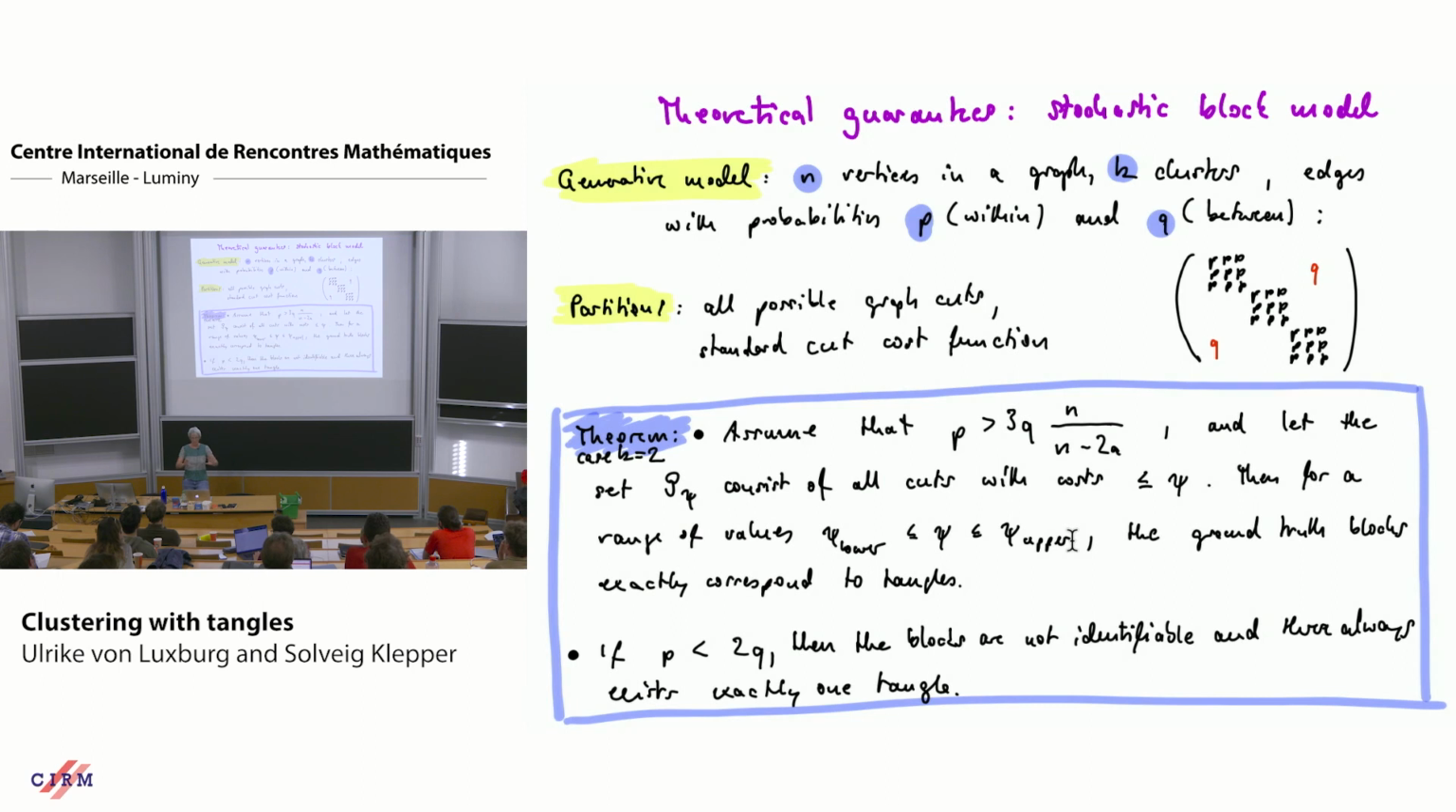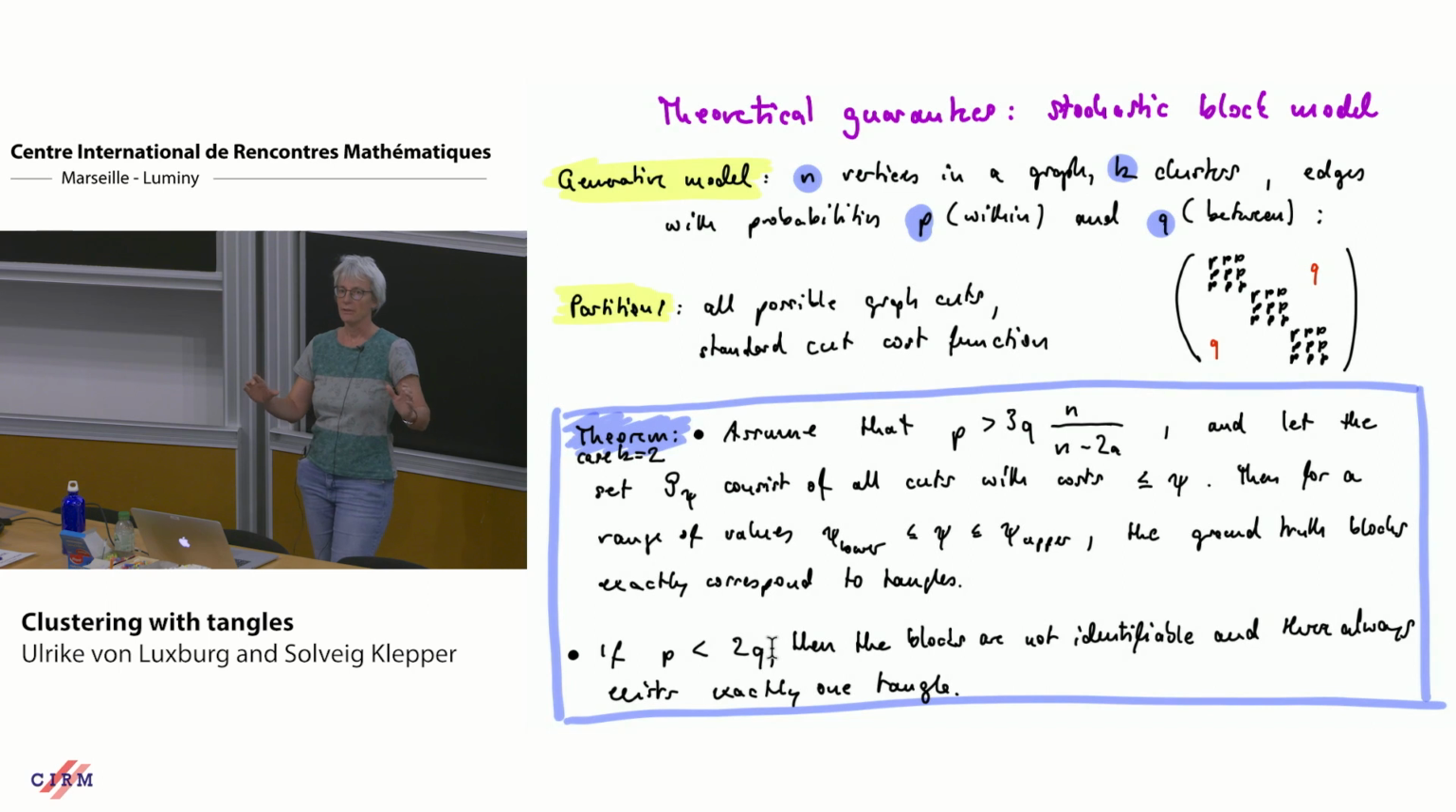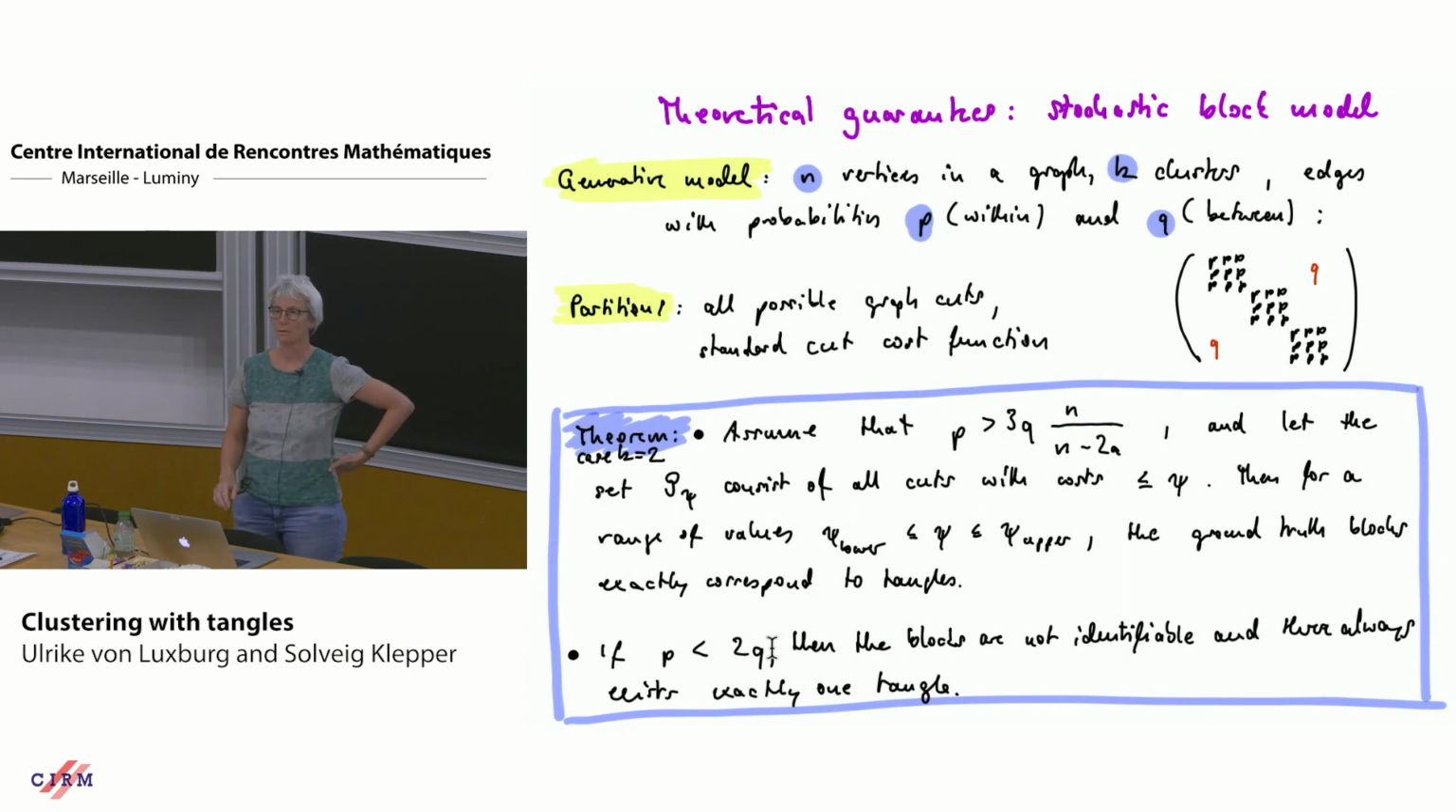Maybe you could improve the conditions, but this is the kind of theorem. There's also an opposite theorem that says if the within cluster connectivity is not high enough compared to q, then nothing is identifiable anymore and you would just find one tangle. So the tangle approach could not distinguish anything, it would just find one large tangle and that would be it. Okay, so this is just a sanity check, but it says if you have a stochastic block model and you have parameters in a reasonable range, this approach is going to recover the blocks.